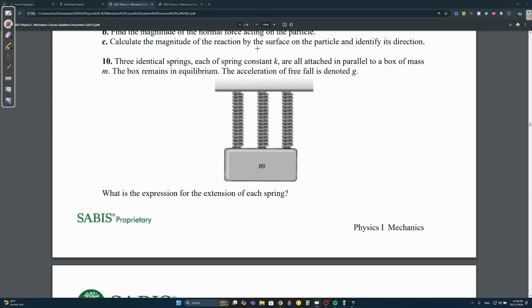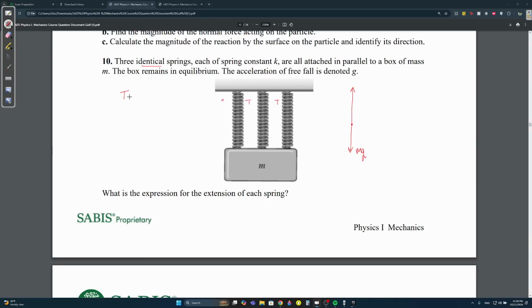Okay, first thing, let's draw the FPD. I'm going to say this is mass m, and I'm going to put it as one point here. Of course it has its weight mg. What's putting it up? Tension. How many? Three, because they're all the same identical spring. So this is T, T, T.